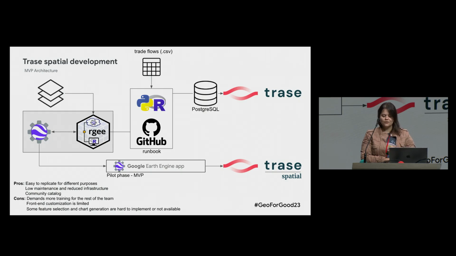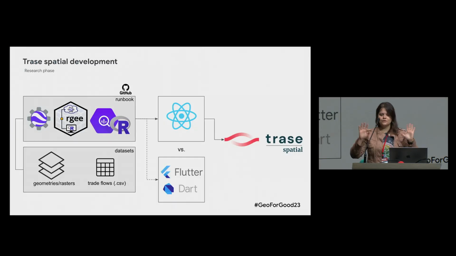Of course, using Google Earth Engine the apps are completely amazing. It's easy to build. You can do something that is fit for purpose. However, it still demands a little bit more training for the rest of the team. The front end is limited in terms of customization, and some feature selection and chart generation can be really hard to implement, especially when you're doing a lot of heavy stuff, selecting features. And that's why we're now in the phase of testing a more solid and stable product.